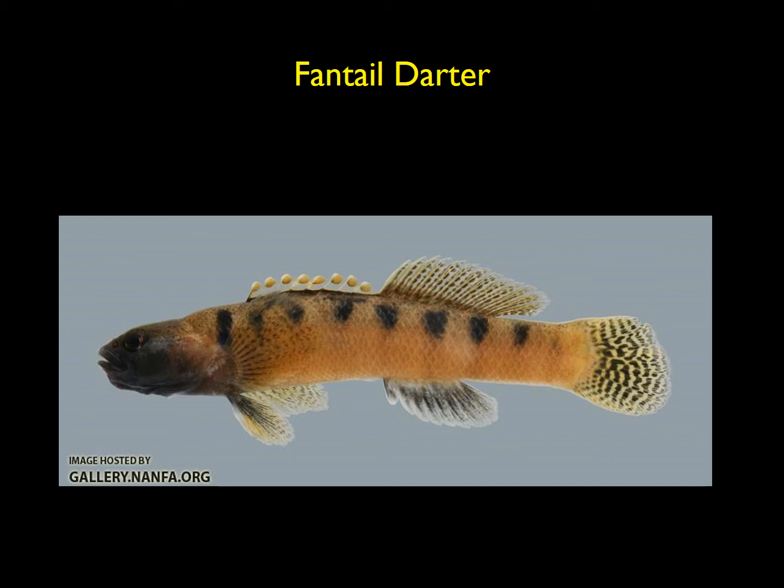So the males get these growths on their spiny dorsal fin that look like eggs, and they use it to attract the females.